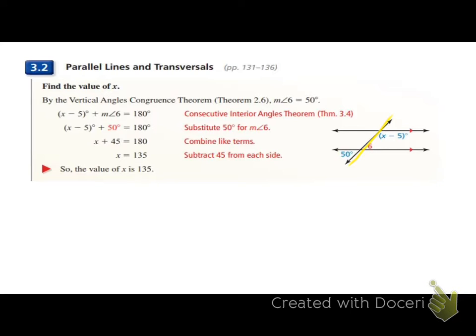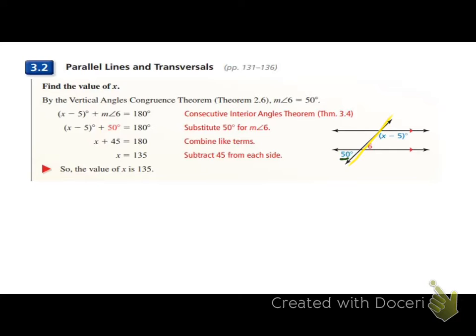So, here's what I recommend, and I saw a lot of you do on your quiz. I would figure out what all of the angles are that are 50 degrees, and then I'd find out what all of the angles are that are not 50 degrees. How many other angles in this picture are going to be 50 degrees?